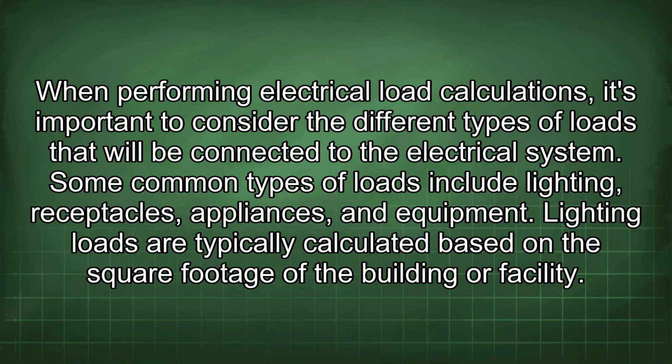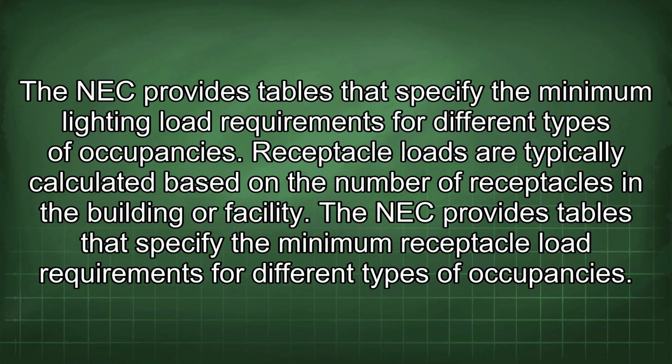When performing electrical load calculations, it's important to consider the different types of loads that will be connected to the electrical system. Some common types of loads include lighting, receptacles, appliances, and equipment. Lighting loads are typically calculated based on the square footage of the building or facility. The NEC provides tables that specify the minimum lighting load requirements for different types of occupancies.